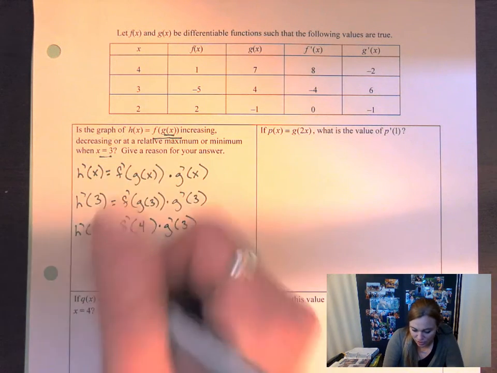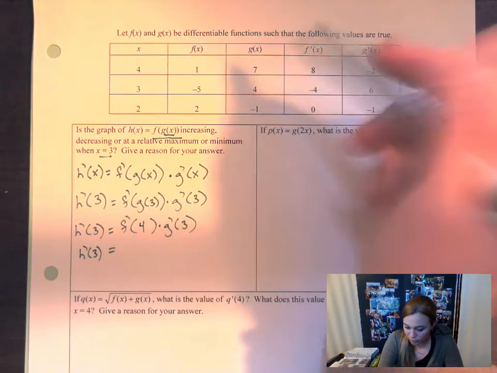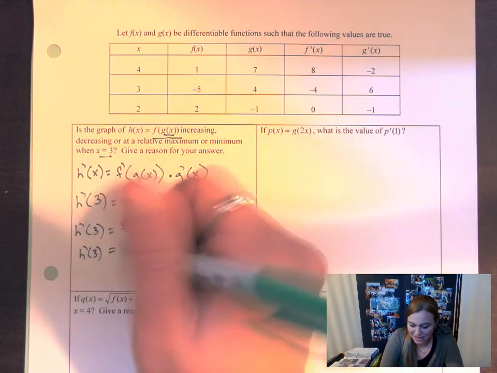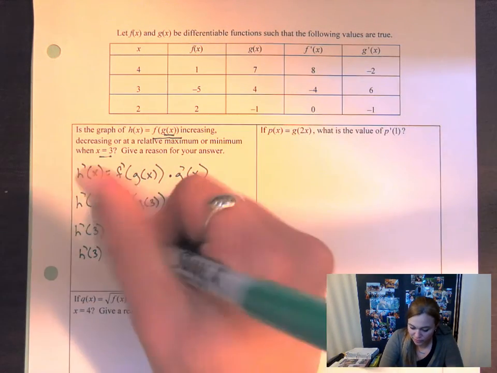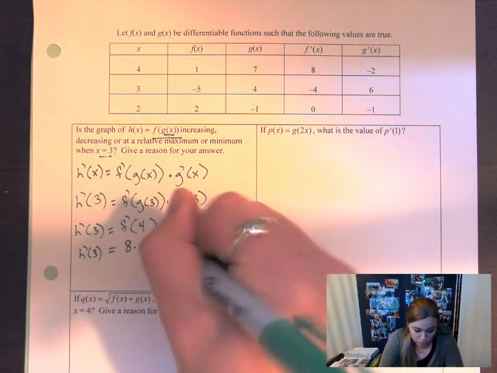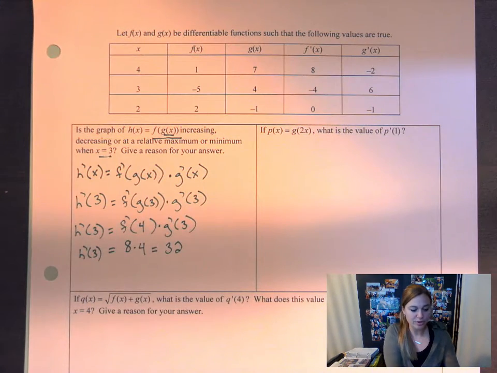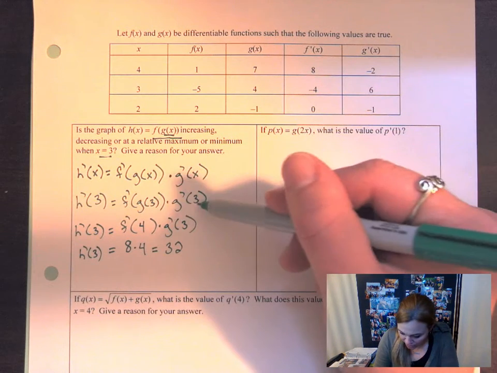And then you would say, okay, well h prime of 3 would be f prime of 4. F prime of 4 is 8. G prime of 3 is 4. 8 times 4 is 32. Oh man, that's a big number. That's okay. That's the right number. So if this is, oh wait, I have 48. So let's see if I messed up something. G prime of 3.